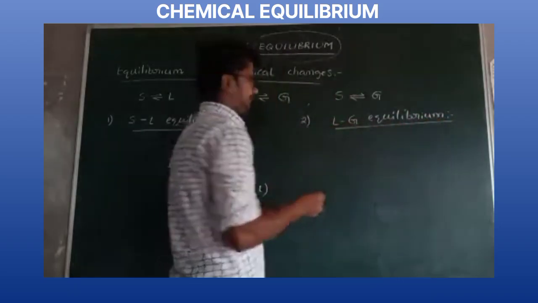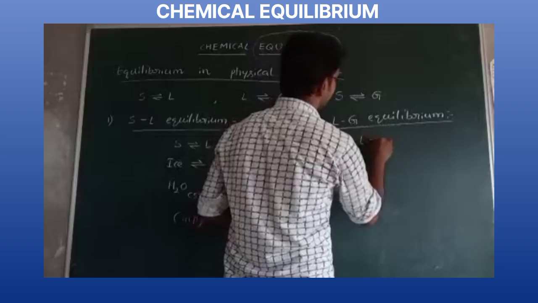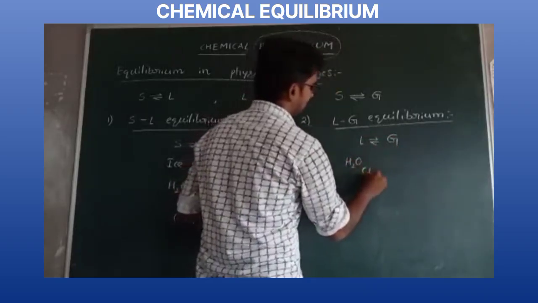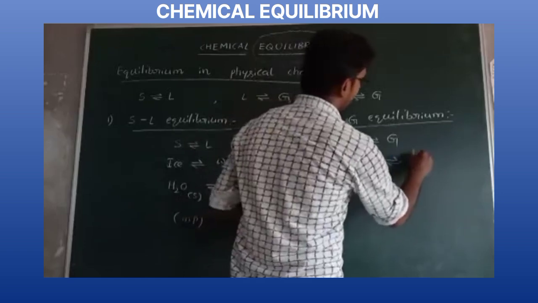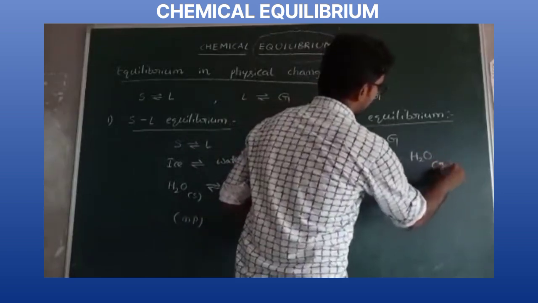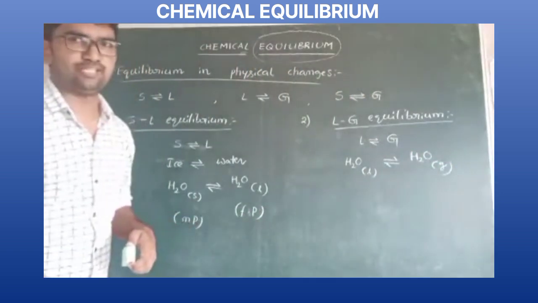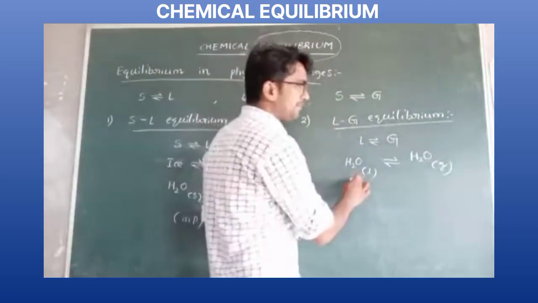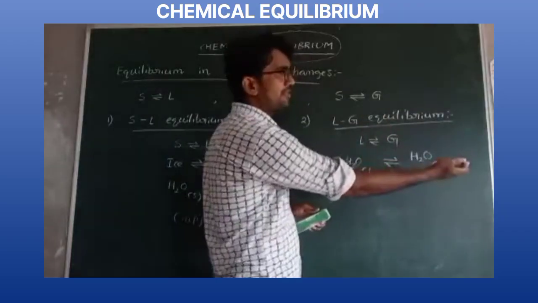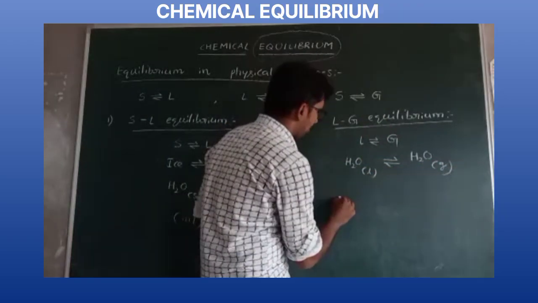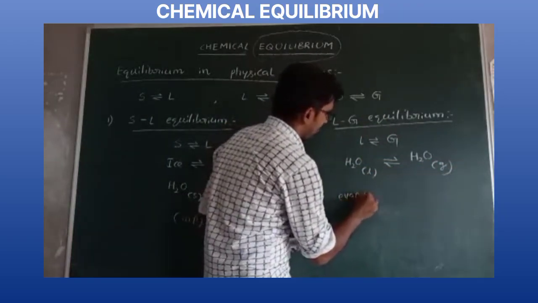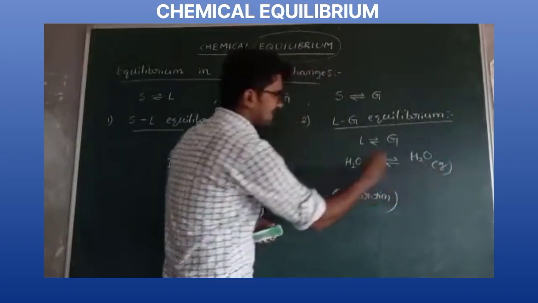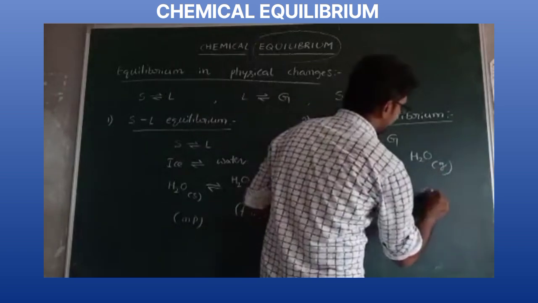Liquid-gas equilibrium. What is the best example? Water in liquid state and water vapor, meaning water in gaseous state. These two are in equilibrium. Water is converted to gas, what is the process? Evaporation. Water vapor is converted to liquid, that is condensation.